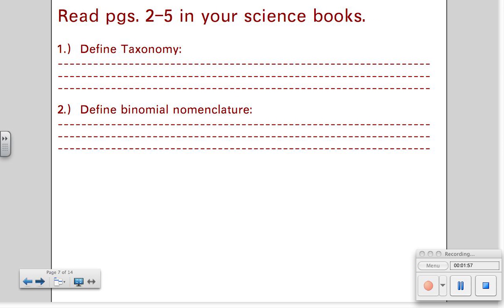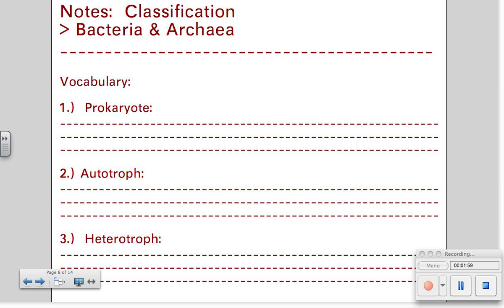This was your homework. Okay, bacteria and Archaea, 2 out of the 3 domains. Like I said earlier, bacteria and Archaea are prokaryotes, meaning they have no nucleus. They do not have a nucleus. That's one of the main distinguishing factors between bacteria and Archaea and the Eukarya.